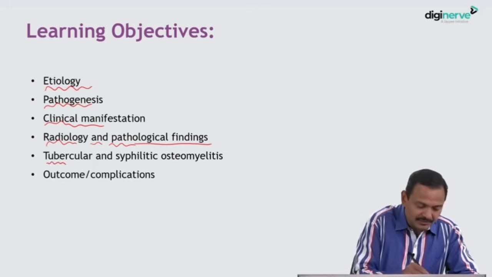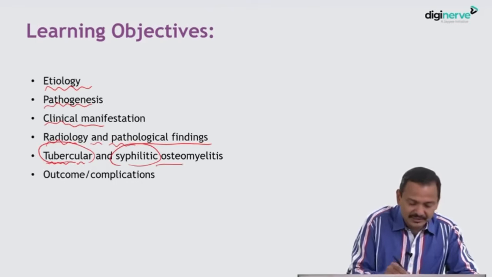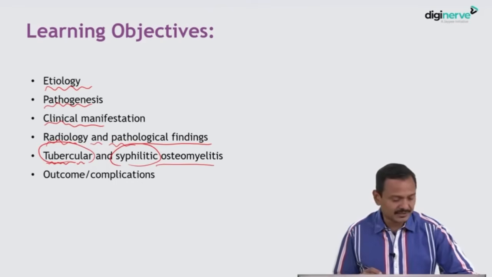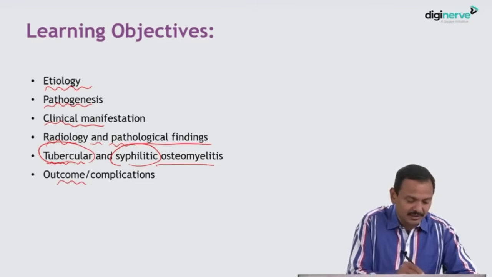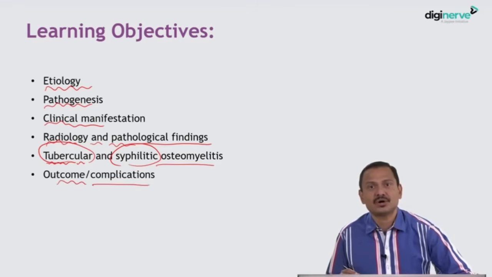Then we will talk a little bit in detail about tubercular as well as syphilitic osteomyelitis. Both are other bacterial infections. Then finally, the outcome and complications of osteomyelitis. So to set up this session, we will see the first case scenario.